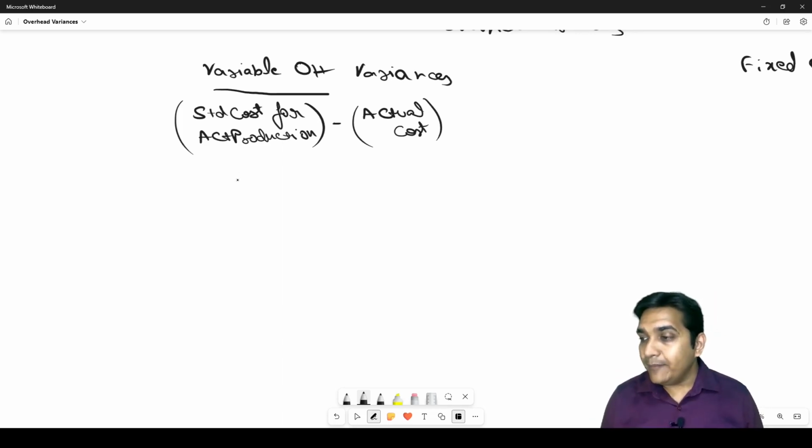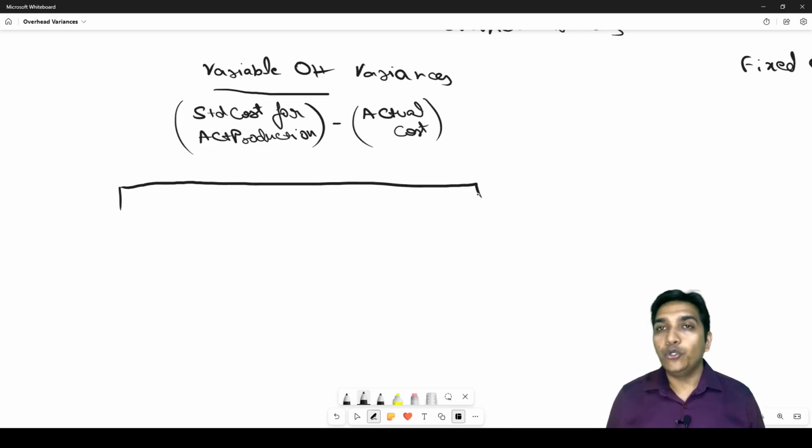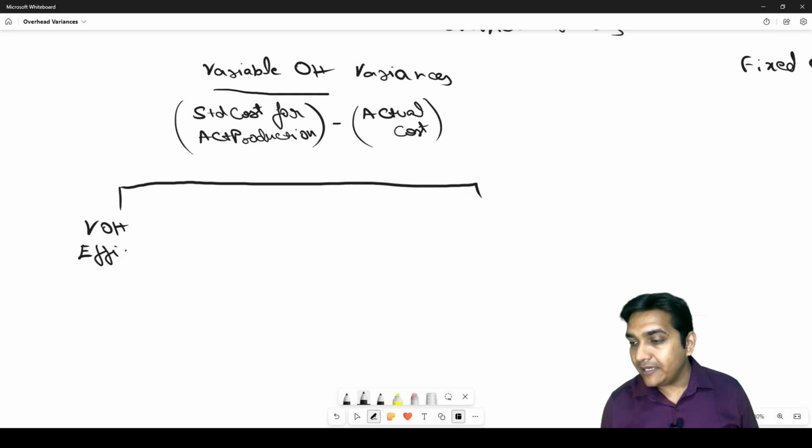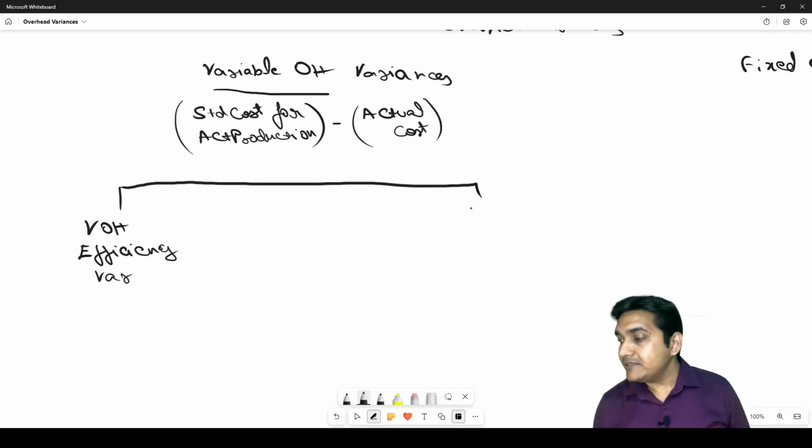Now, variable overhead, similar to other overheads, is divided into two. One is variable overhead efficiency variance, and the other is variable overhead expenditure variance.